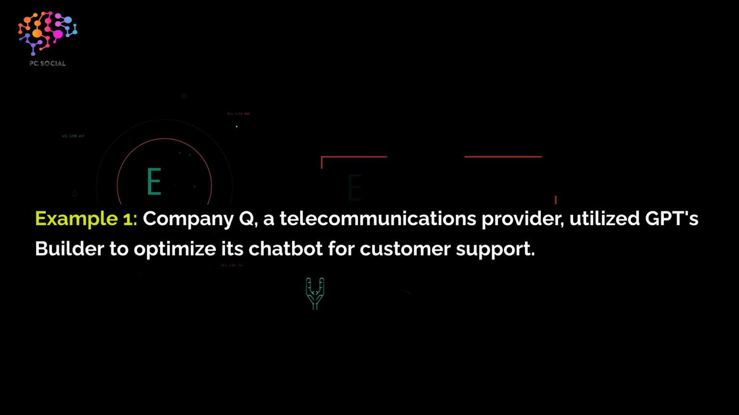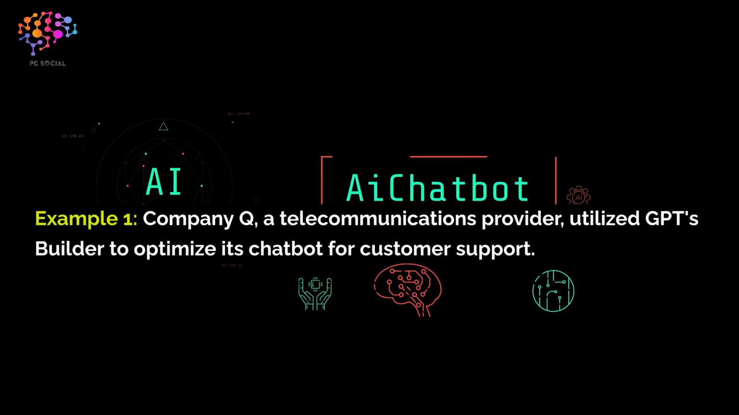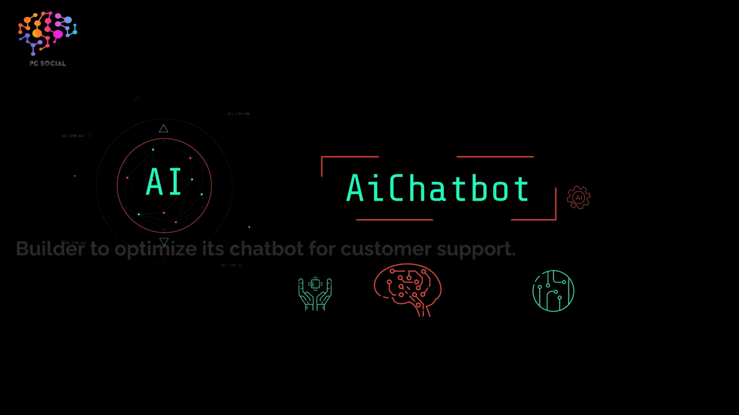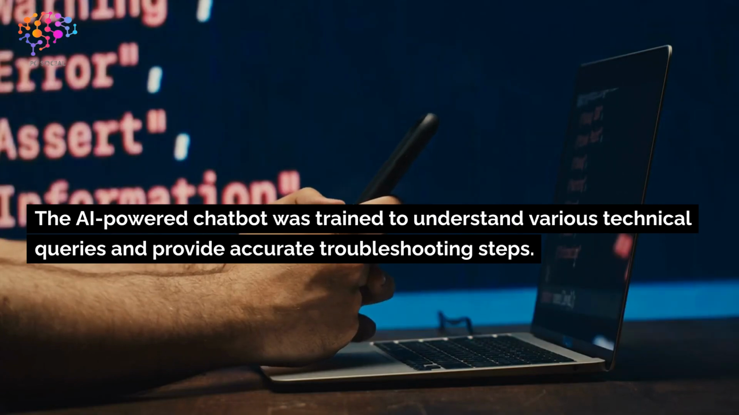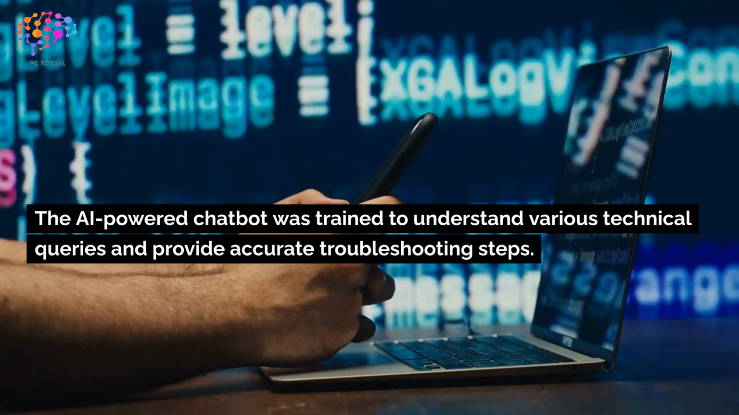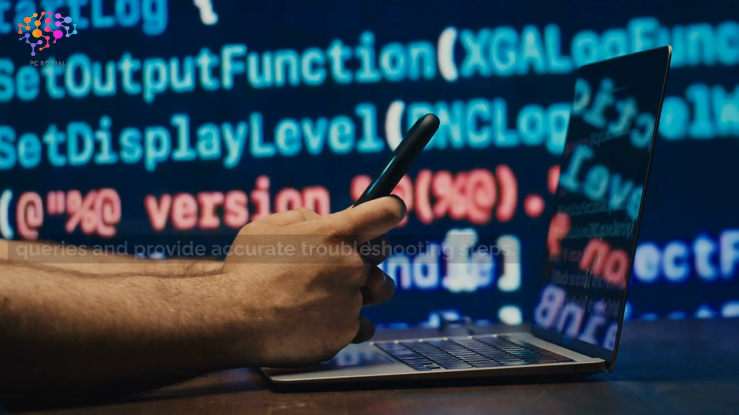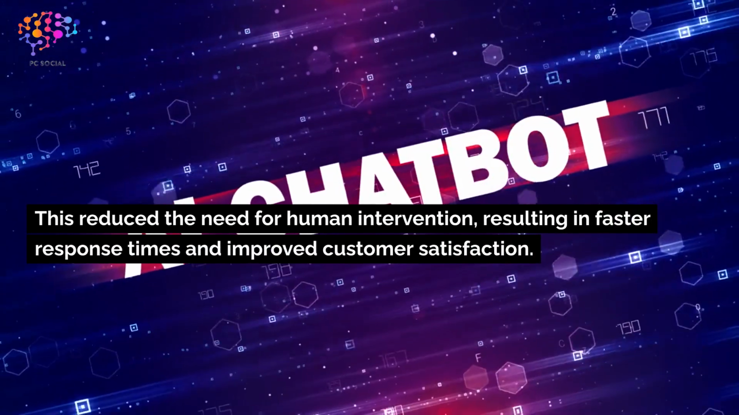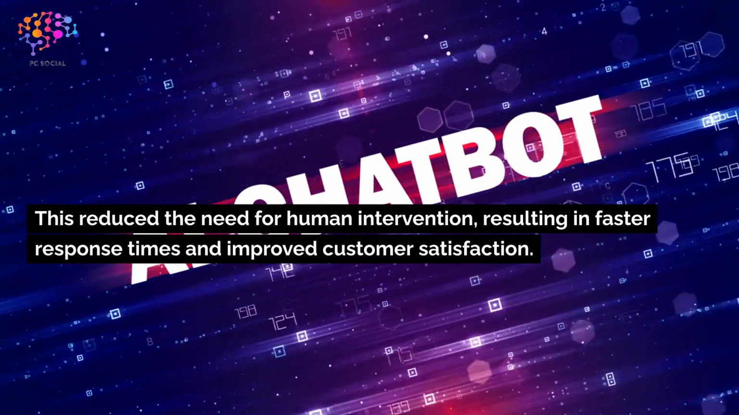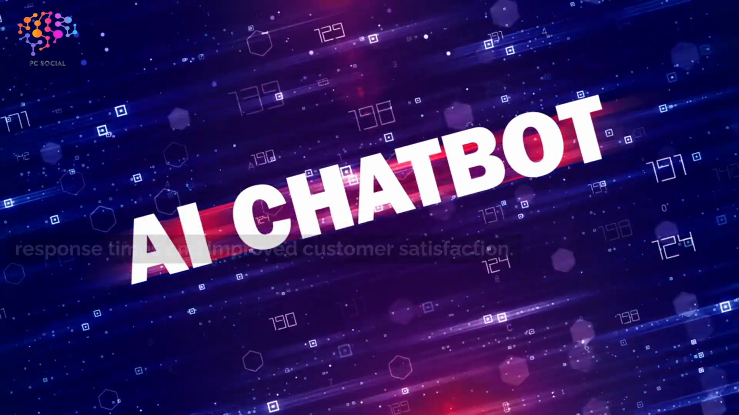Example 1. Company Q, a telecommunications provider, utilized GPT's Builder to optimize its chatbot for customer support. The AI-powered chatbot was trained to understand various technical queries and provide accurate troubleshooting steps. This reduced the need for human intervention, resulting in faster response times and improved customer satisfaction.